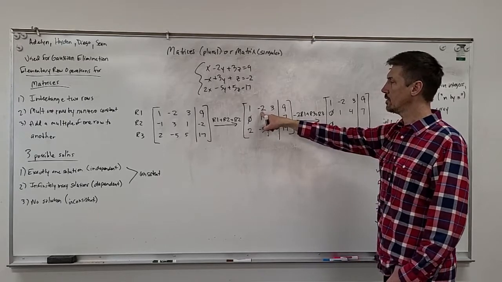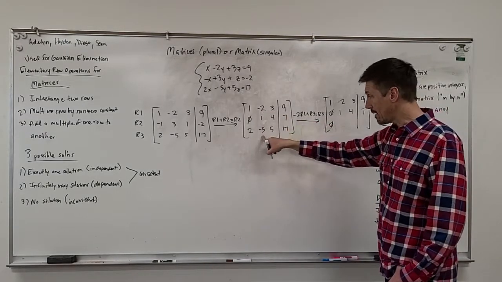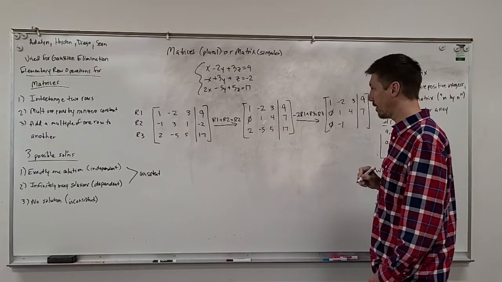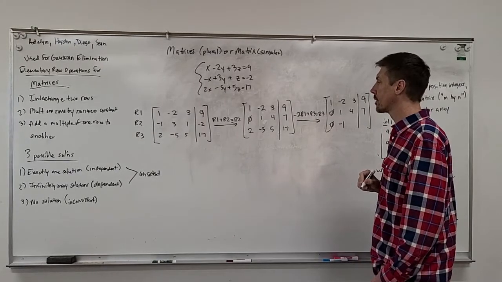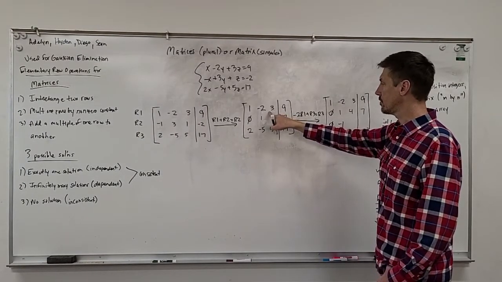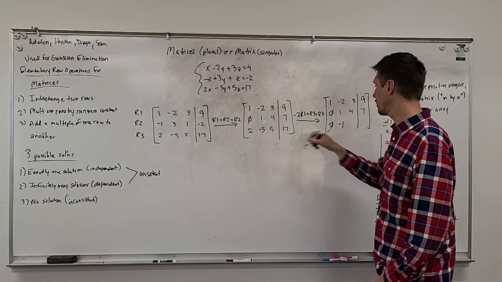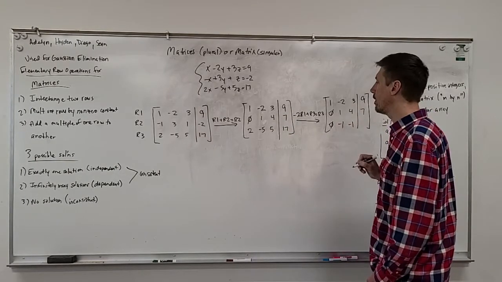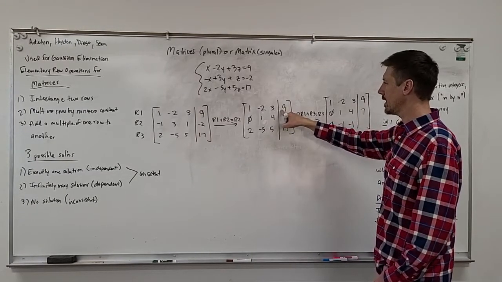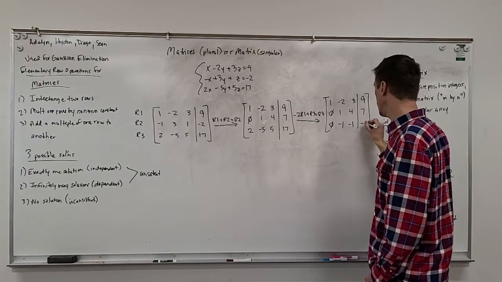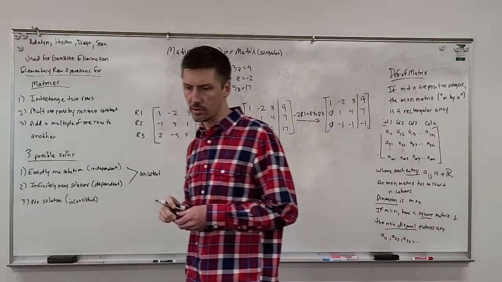-2 times a -2 is a +4. Plus -5 is going to give me a -1 there. -2 times +3 is -6, plus 5 is going to give me a -1 there. And then -2 times 9 is -18, plus 17 is going to give me a -1 there. So that's what I've got so far.